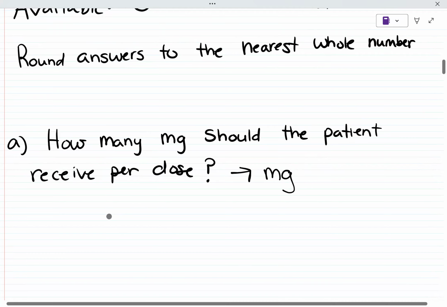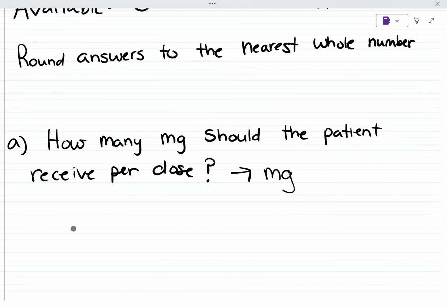So what would I do? We could start this problem with dimensional analysis, and I'm just going to finish it with dimensional analysis. You could do ratio and proportion, but I'm going to stick with dimensional analysis because it's much easier and it's just one step. So how do I start this problem with dimensional analysis? If you look at our problem, our order is per kilogram, 5 mg per kilogram, right?